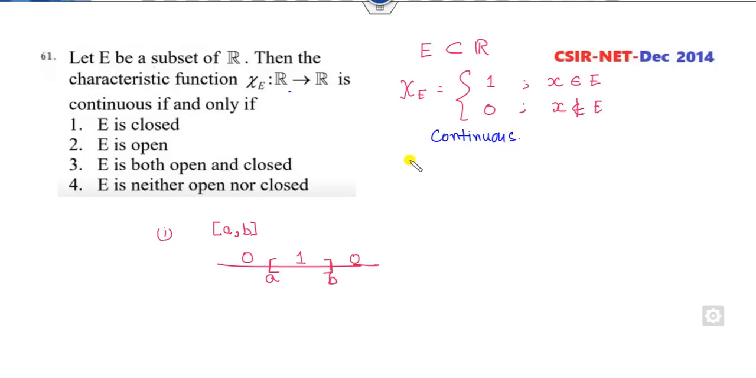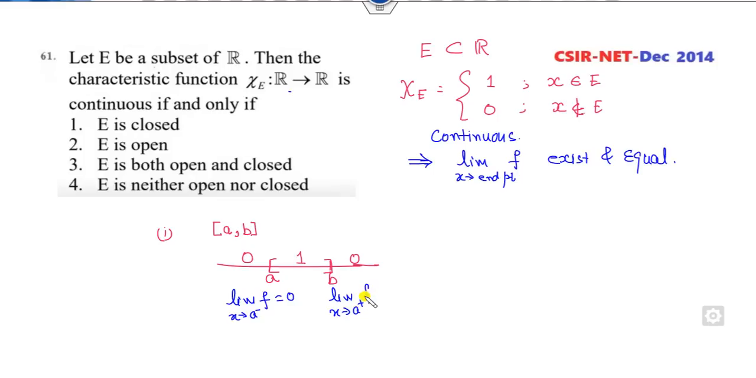if and only if, so what is the definition of continuous? The limits at the endpoints exist and are equal. That's the meaning of a continuous function. Now look at that. What is the limit as x approaches a from the left of f? 0, that exists. The limit as x approaches a from the right of this f, or f means the characteristic function, is 1. They both exist, but they are not equal. It means that when you take E as a closed interval, it is not continuous, but he said continuous.